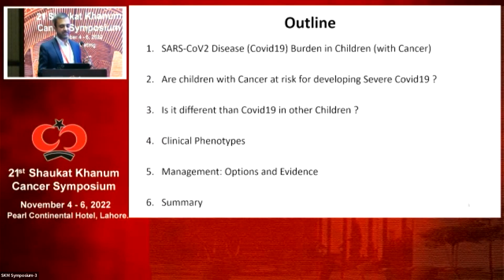So do we know or think that SARS-CoV burden is different in children as compared to adults, and especially in the general pediatric patient compared to patients who have underlying cancer? We'll try to answer that. Are these children with cancer at risk of developing severe COVID and dying from severe COVID? Is the disease itself different in children with underlying cancer compared to other children? What are its clinical phenotypes? What are the options and evidence regarding the management?